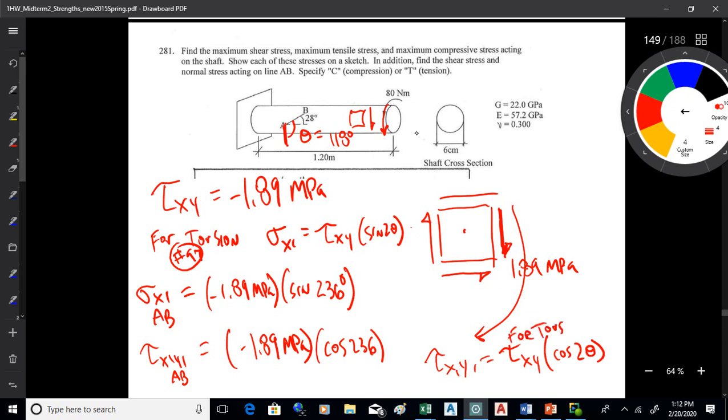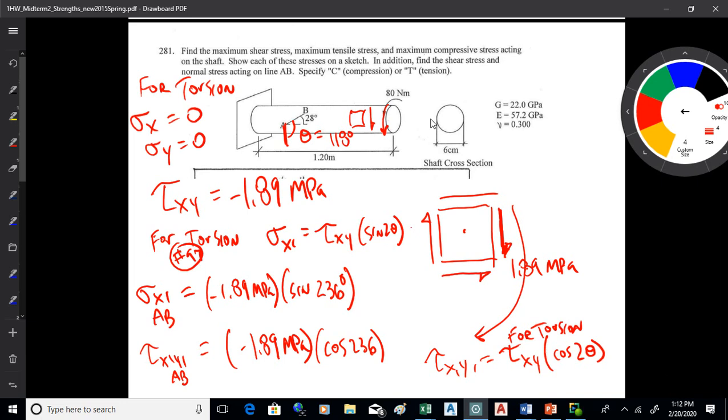And the reason that you use these shortened biaxial formulas is for torsion. Sigma x is 0 and sigma y is 0. There isn't any stretch or compression on the xy planes with torsion. It's all shear. That's what you're looking at. Okay.